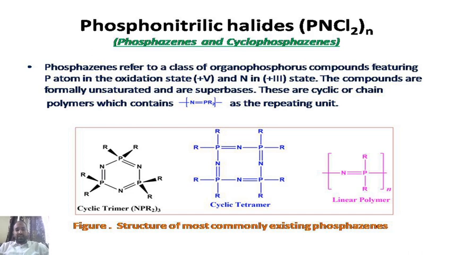Among the different phosphazenes and cyclophosphazenes, we have the cyclic trimer, having N=PR2 repeated thrice in a cyclic way, with formula (NPR2)3. Moreover, the cyclic tetramer has formula N=PR2 repeated 4 times in a cyclic way. These first two are cyclic analogs, whereas the last one is a linear chain polymer with formula (N=PR2)n. So it is a long chain.